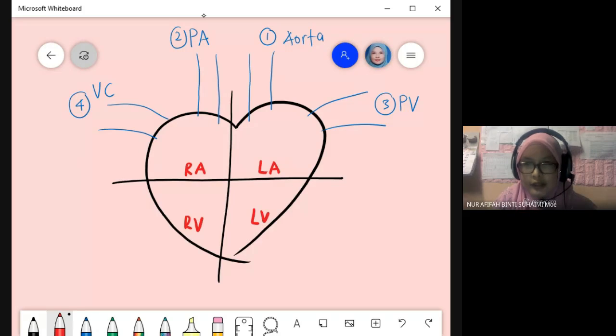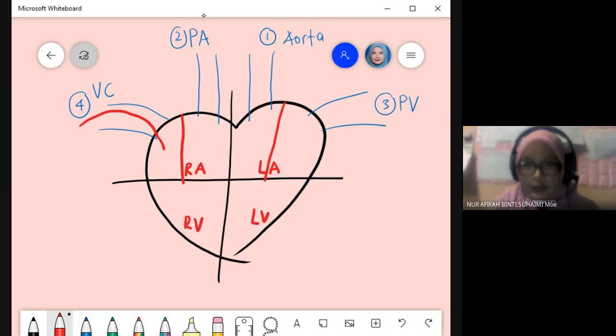So, I want you to start with vena cava. Start with vena cava because it takes the deoxygenated blood. Okay, from vena cava, the blood flows into the right atrium. Right atrium. Okay, flow into the right atrium, to the right atrium.